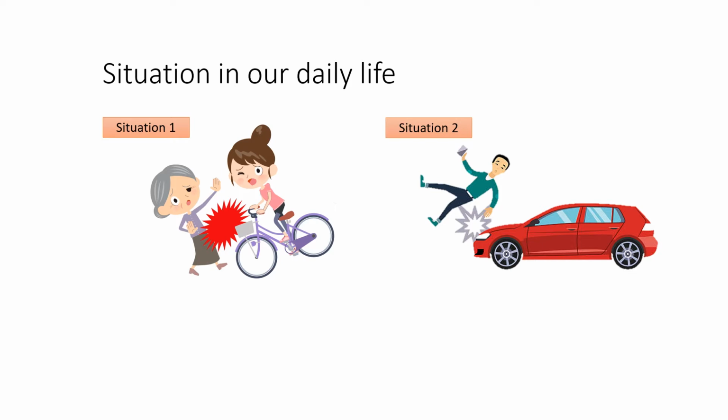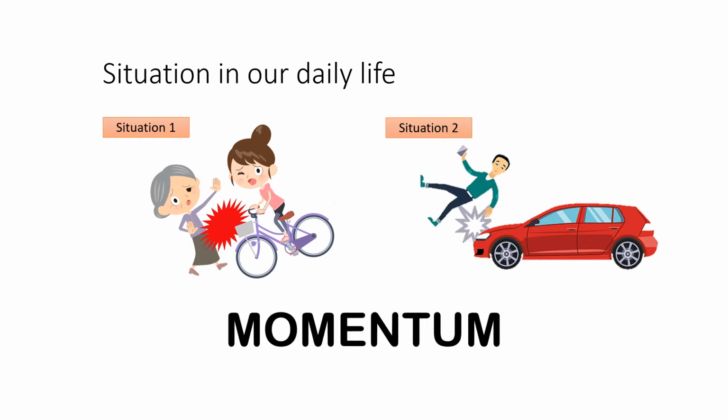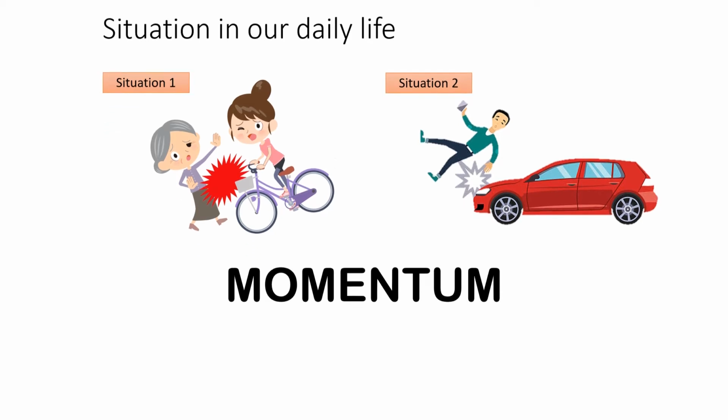So, why are the results in situation 1 and situation 2 different? How can we explain the difference between these two situations? Now I will tell you a secret. Shh. There is a concept in physics which is called momentum. It can explain why those situations can happen.